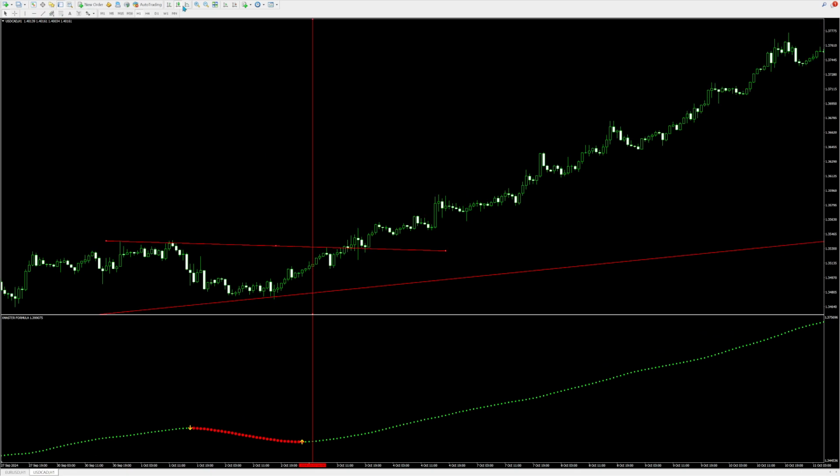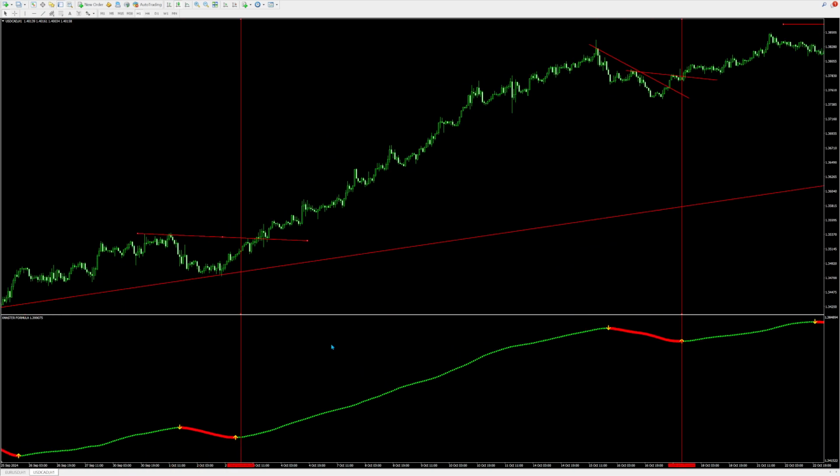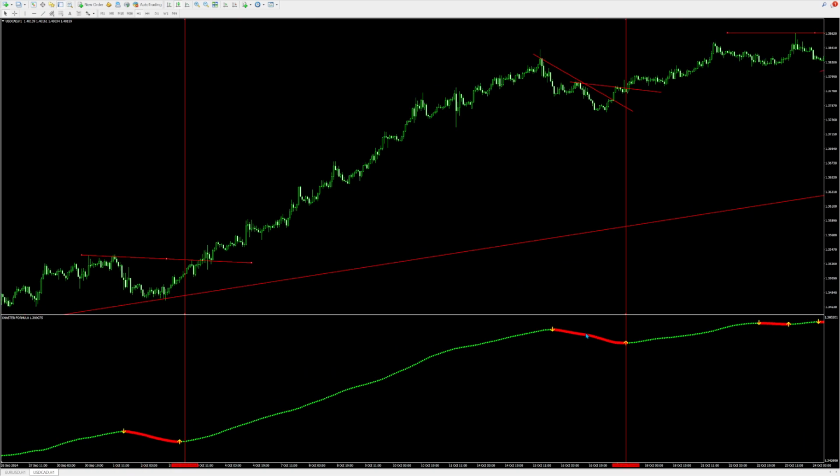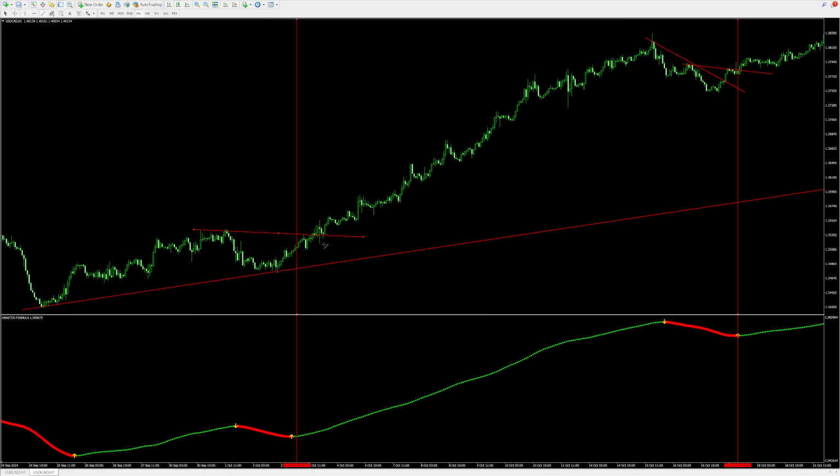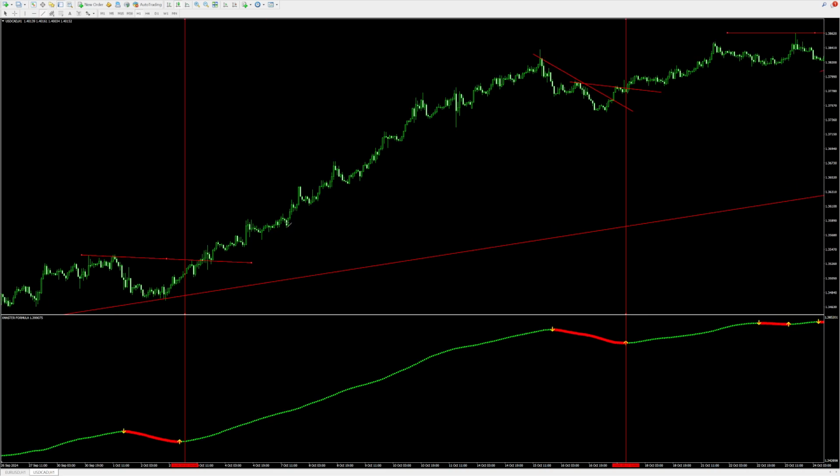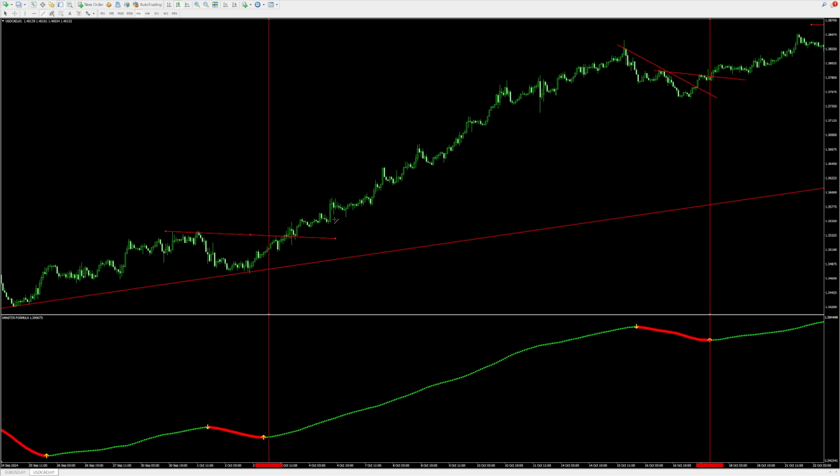So another way you can use it, you don't have to only take trades when it changes color, okay? Because that way you could miss opportunities. Like if you can see it's green, as long as it's green and the market's in an uptrend, we can take long trades. It doesn't mean you just buy willy-nilly at any time.